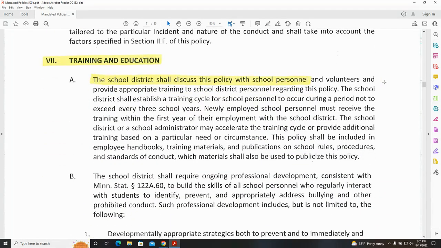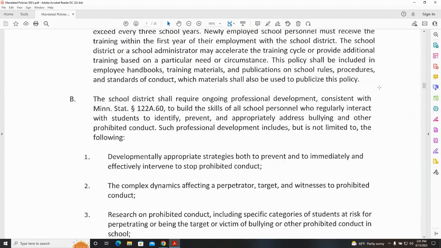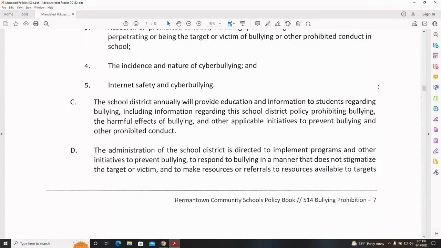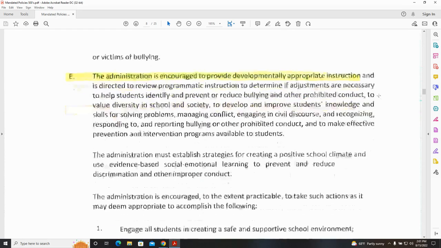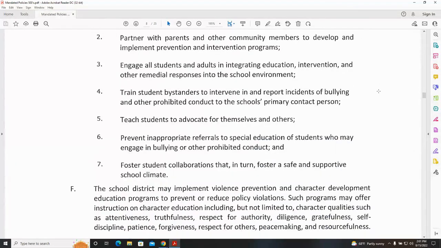Training and education: our counselors work on this every year, and then also they oftentimes will be presenting throughout the year or at staff development activities. So those are the trainings and the appropriate instruction that take place. Oftentimes our counselors are going into classrooms and making presentations on this topic.